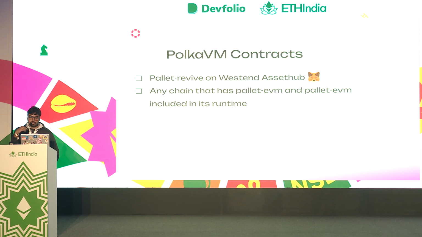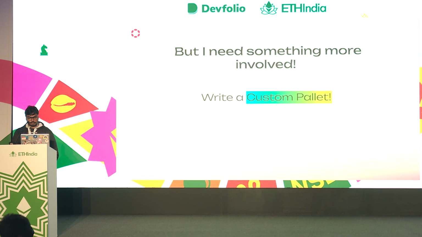And to be honest, Westend Asset Hub is not the only place where you can deploy. Polkadot has 100 plus parachains, and some of those parachains have Pallet Ethereum and Pallet EVM included in the runtime. So these are also chains that you can target if you're a Solidity dev. Or if you need something more challenging, maybe write your own custom pallet, or make your own rollup or something like that.